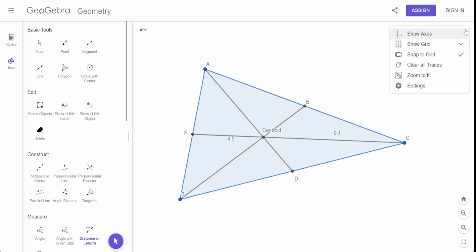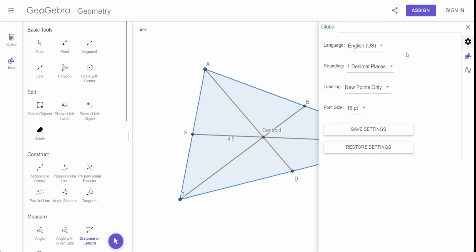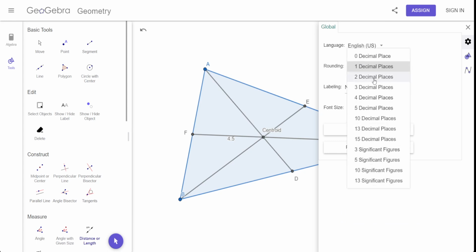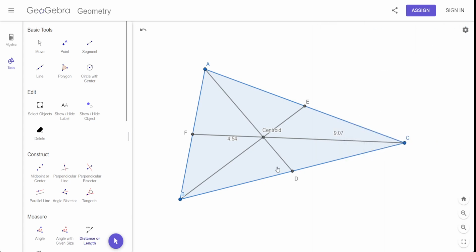So I can always come up to here, if I remember, settings, and then where do I go? I forget now which one. I think I go to this. There we go. See, I'm only at 1 decimal place. If I took this to like 2 decimal places, that might be a little bit more accurate. All right, if I go to 3 decimal places, it might be even more accurate than that. So let's go 2 decimal places.